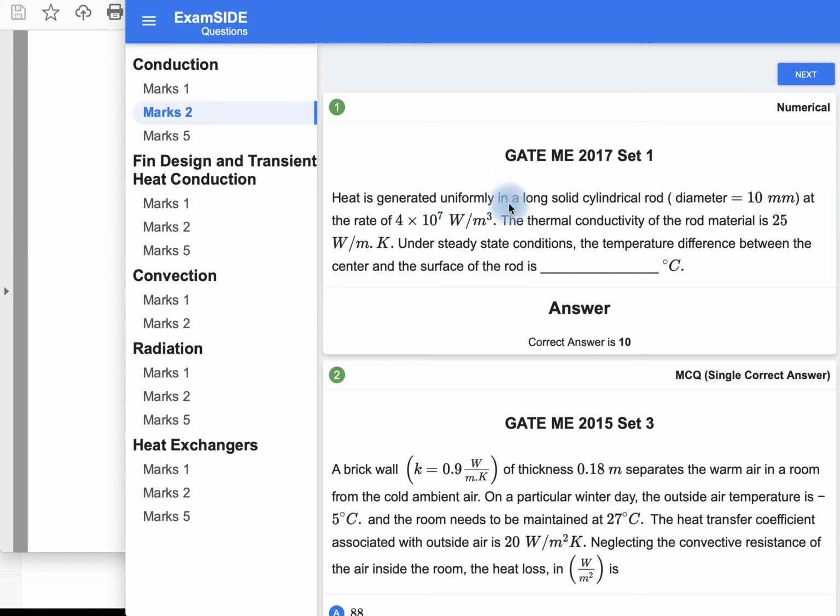So heat is generated uniformly in a long solid cylindrical rod at the rate of 4 into 10 raised to power 7. The thermal conductivity of the rod material is 25. Under steady state conditions, the temperature difference between the center and the surface of the rod is. So it is a cylindrical rod.